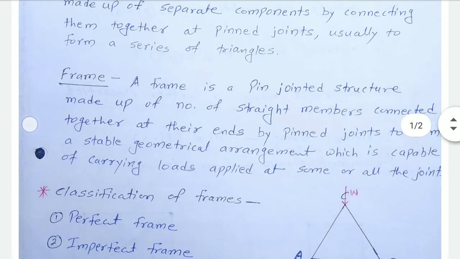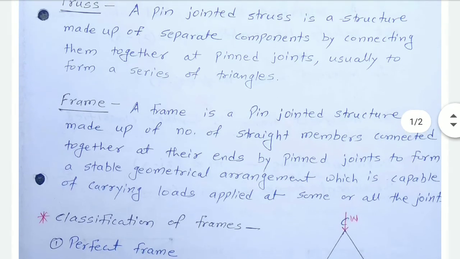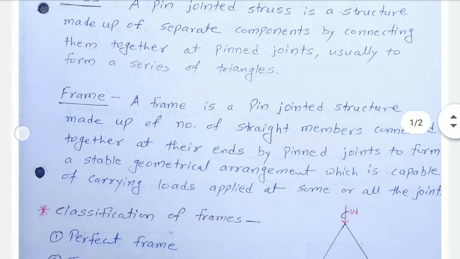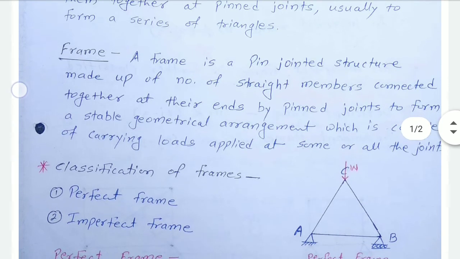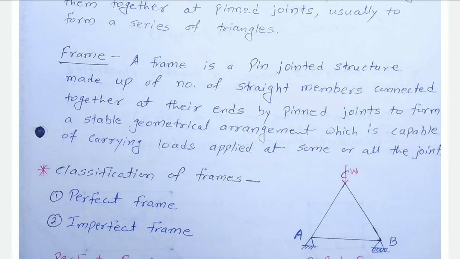Next one is a frame. A frame is again a pin jointed structure made up of a number of straight members connected together at their ends by pin joints to form a stable geometrical arrangement, which is capable of carrying the loads applied at some or all the joints. It means that if the load is applied at one point or at all the points, it has the capability to carry those loads in a symmetrical manner.